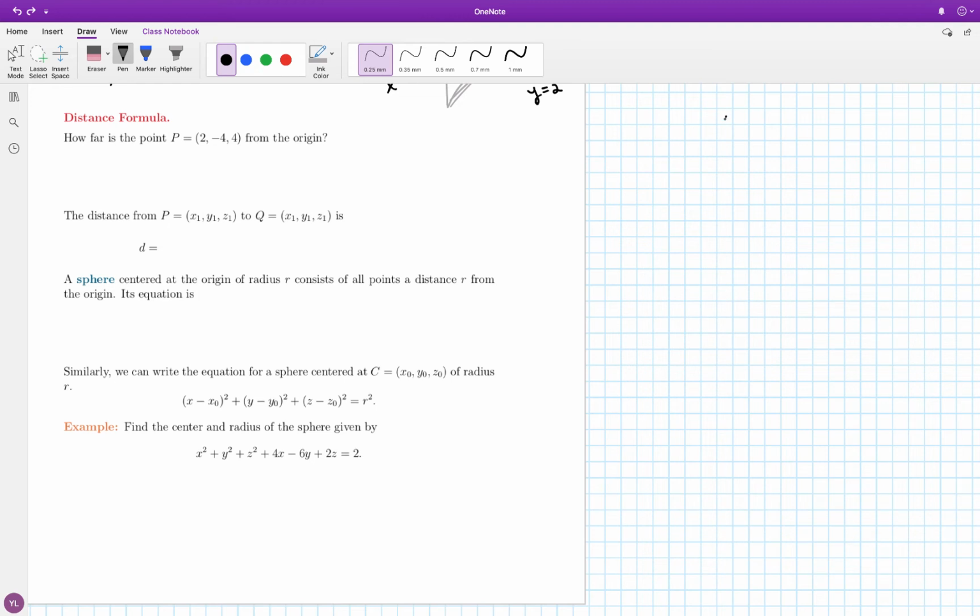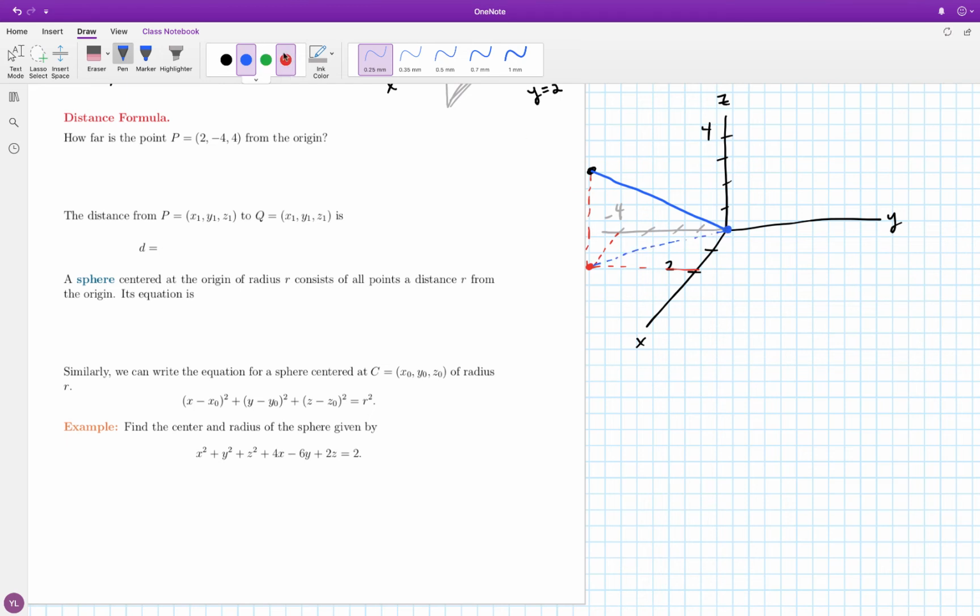Okay, now the second main topic in 12.1 is about distances. So you can just use geometry to figure out the answer to the first question, which is how far is (2, negative 4, 4) from the origin. So I'm plotting the point carefully and then making a little bit of a box that helps me identify the distance that I want to compute from (2, negative 4, 4) to the origin, relative to some other distances that I can compute using the Pythagorean theorem.